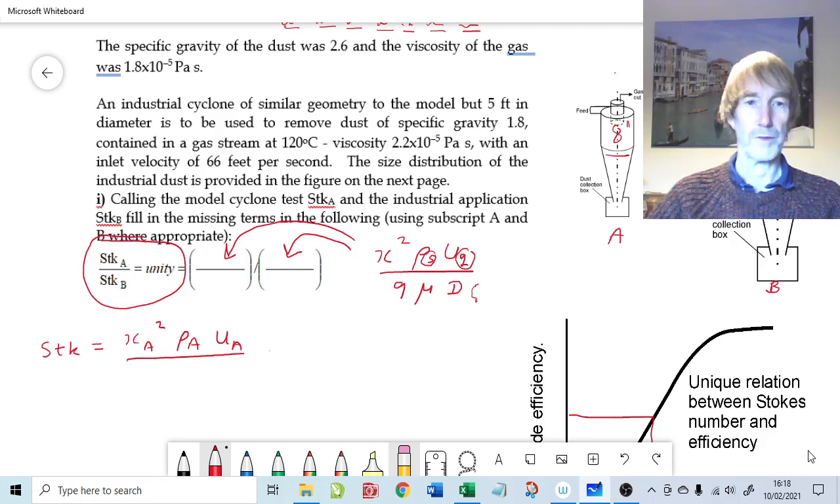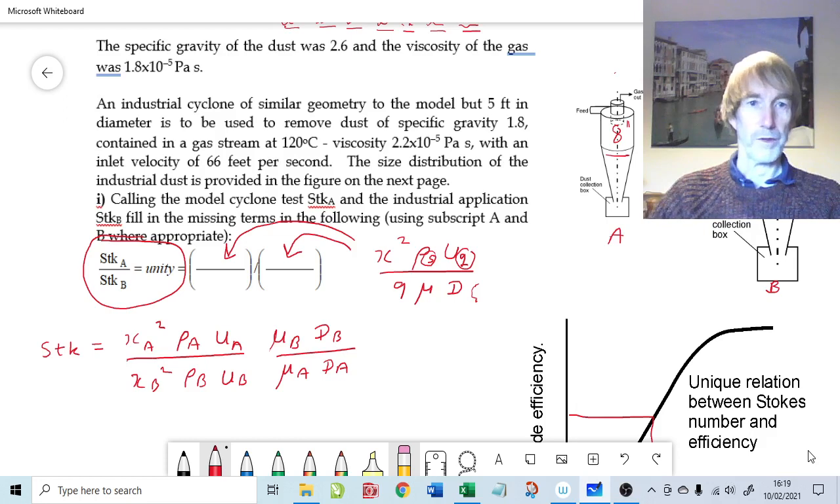So actually, if we do the ratio of particle sizes, that will be XA divided by XB squared, rho B U B, and then of course we're dividing by viscosity, so that will become mu B and D B over mu A and D A. Okay, that's great news. Well, don't forget we've got this all equal to unity.